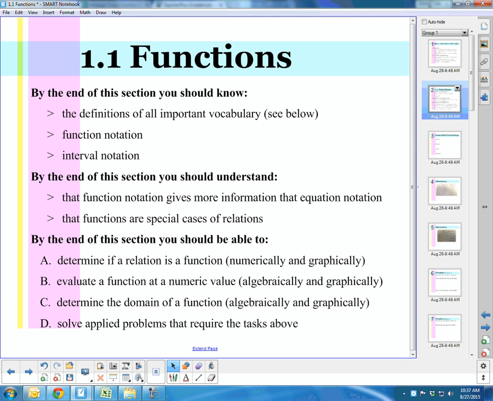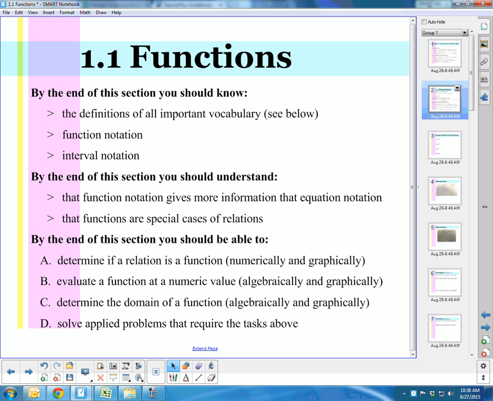By the end of this section, you should know the definitions of our important vocabulary. It says see below, but you'll have that sheet in class. Function notation and interval notation. You should understand the importance of function notation and how functions relate to relations. And most importantly, at the end of the section, what should you be able to do? What skills are you going to be asked to demonstrate?